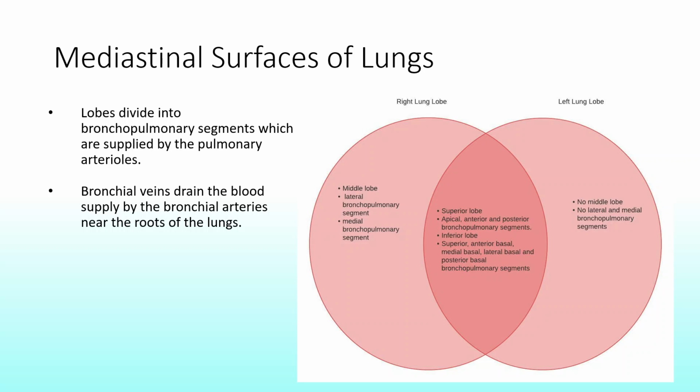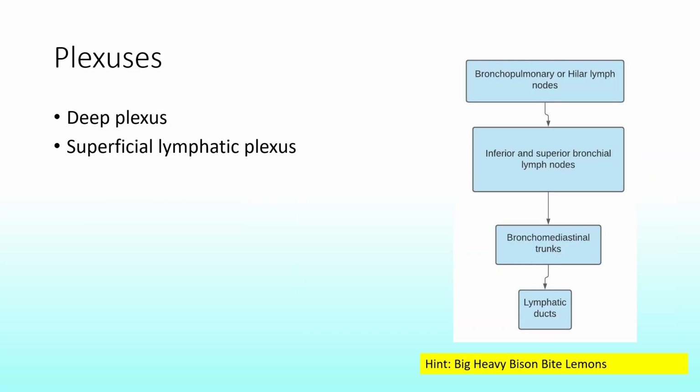Note that when contrasting between the parietal pleura and the right bronchial vein, the parietal pleura's venous drainage includes the accessory hemiazygos and the hemiazygos vein.